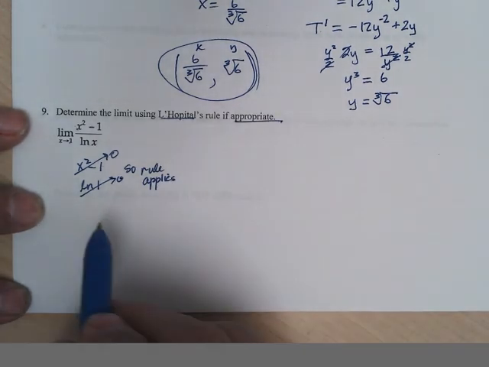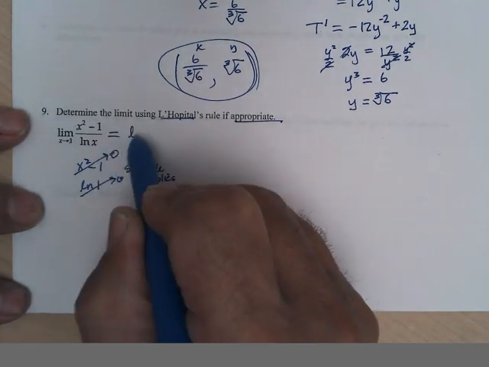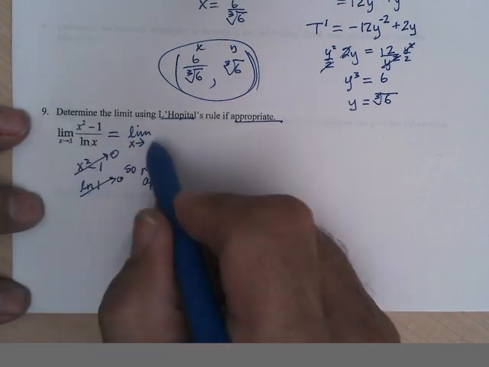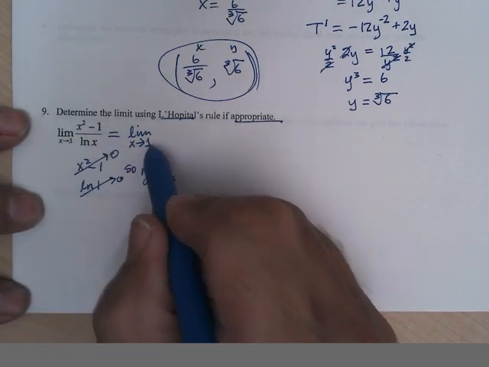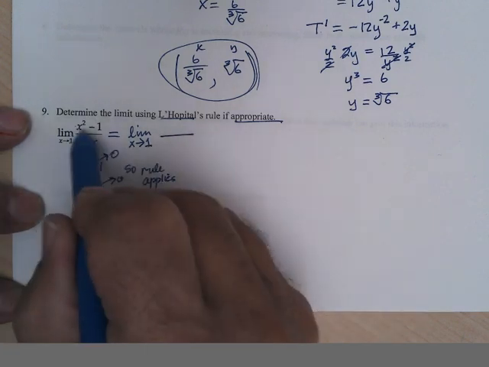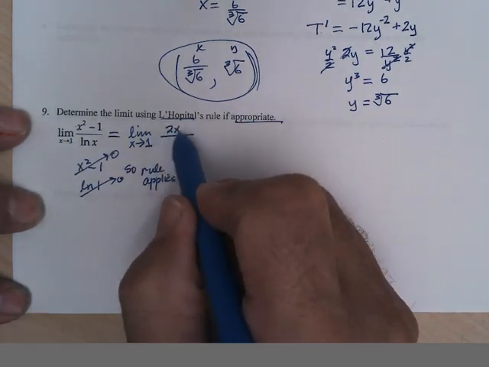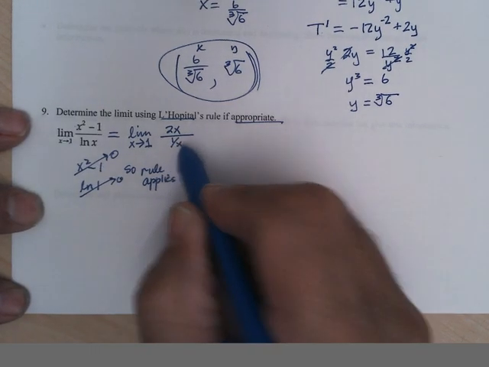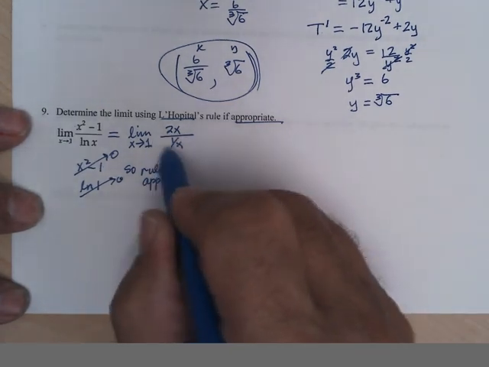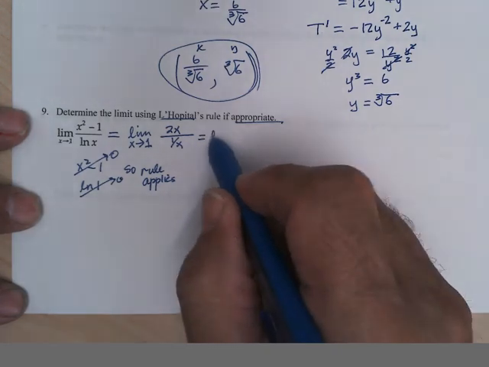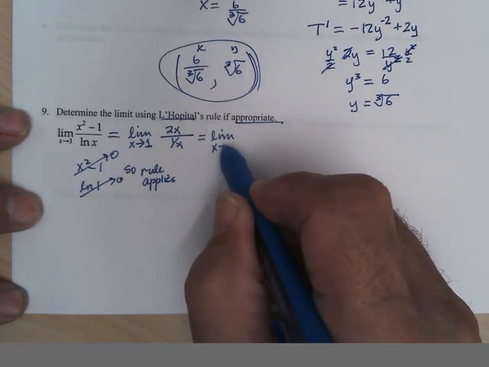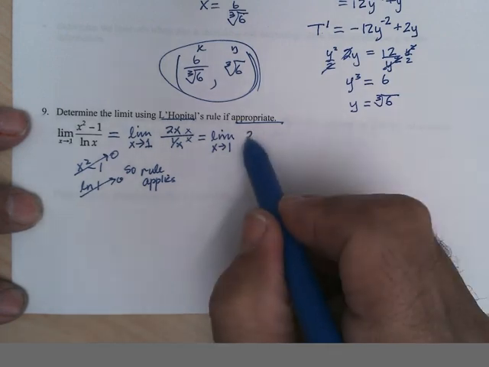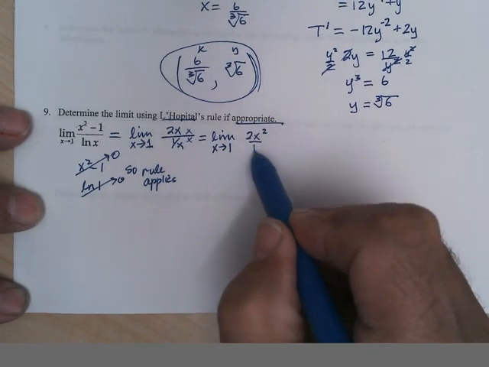So it's appropriate. So we can go to, still haven't taken the limit, but whatever this limit is, it's going to be equal to the limit of the derivative of that, which is 2x, and the derivative of ln x is 1 over x. And just doing some algebra on this, this would be the limit as x approaches 1, of multiplying by x, numerator and denominator, and I get 2x squared over 1.